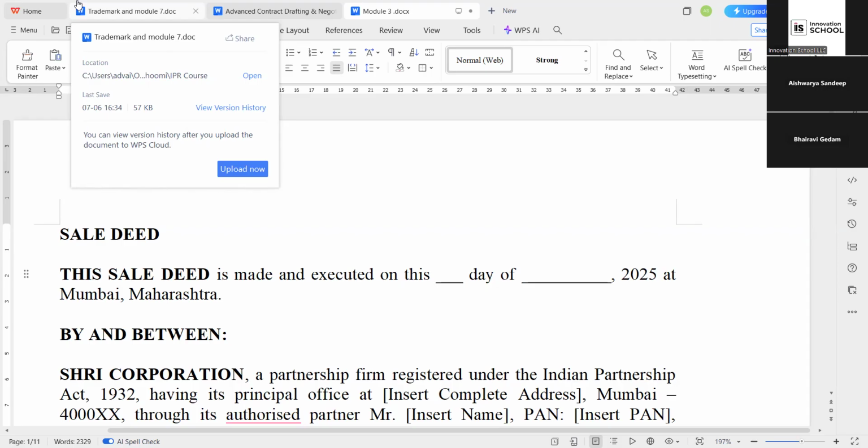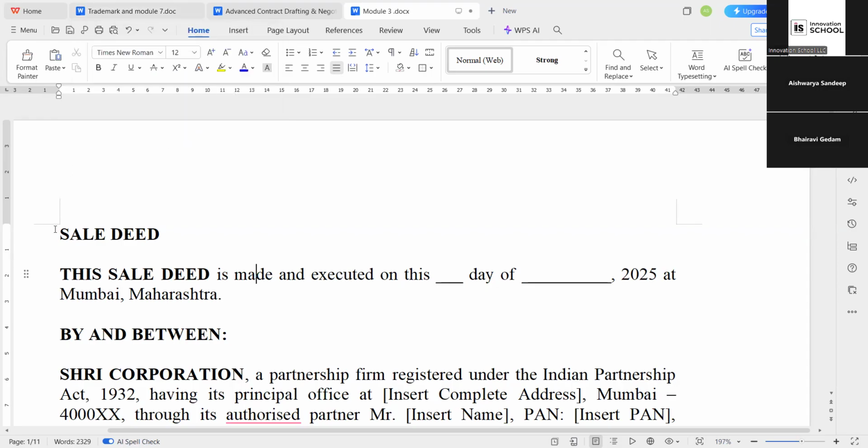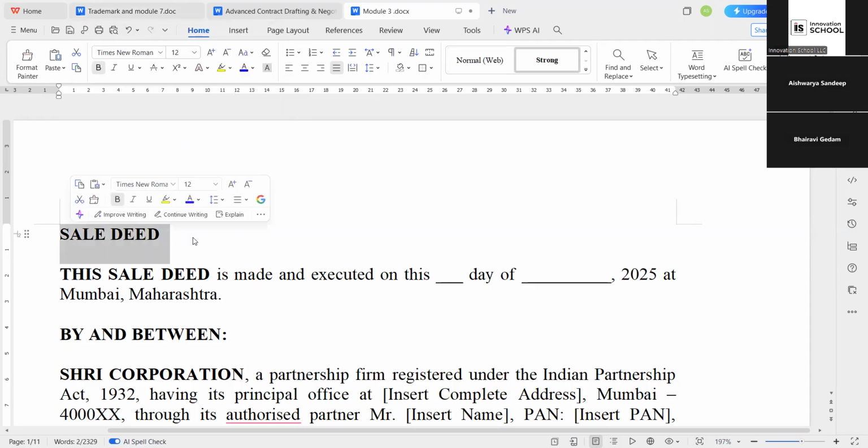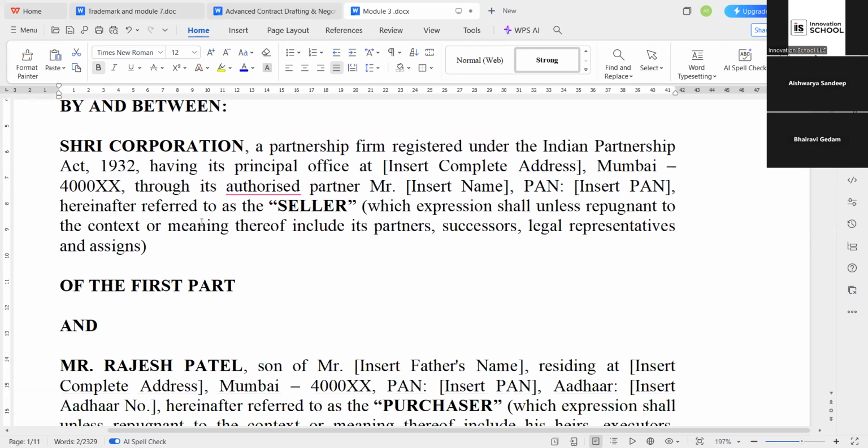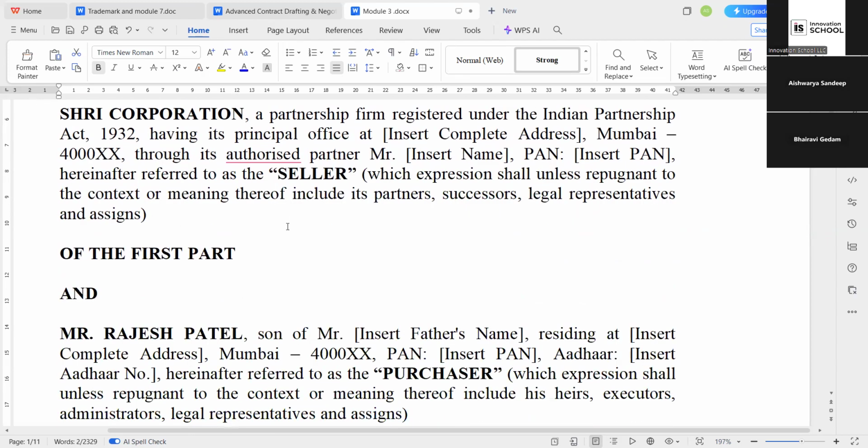Now, there is a reason why we have huge recitals. So we'll come down to the recitals clause. Before that, we'll just begin with our basics. This is the title of the document. What is the nature of the document? You are selling your property. Therefore, it is called the sale deed. It is entered into between who, the two individuals? One is Shree Corporation, which is, let's assume, the builder or the seller.